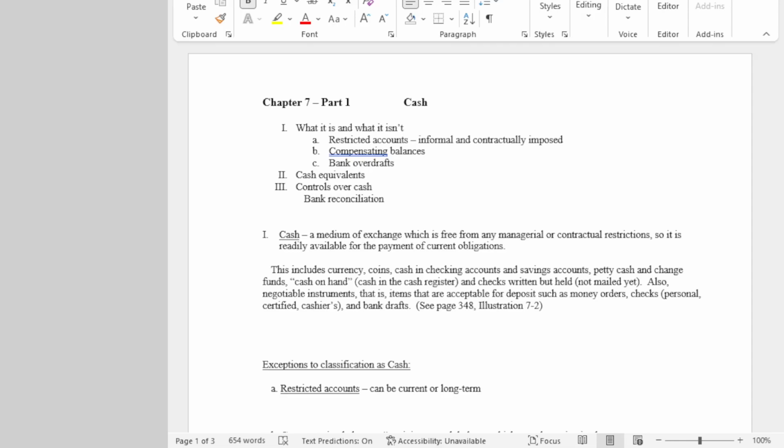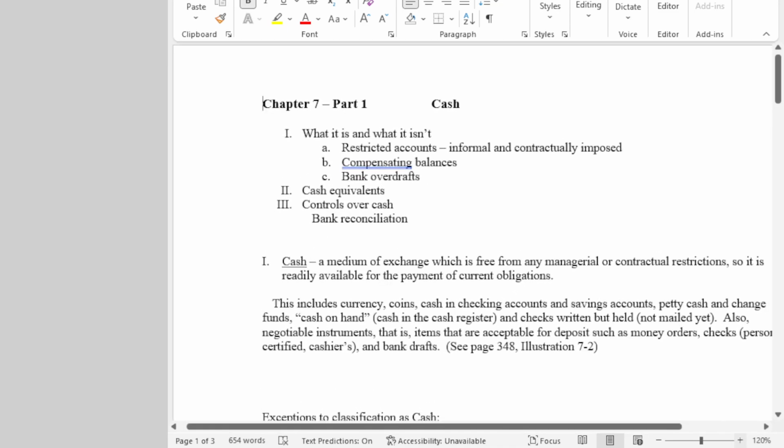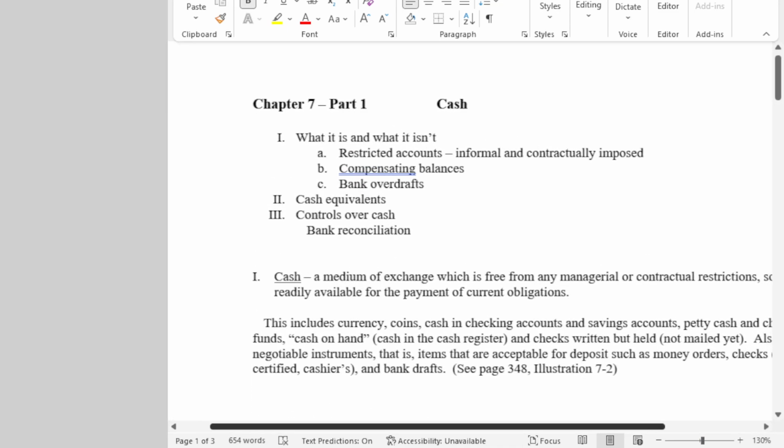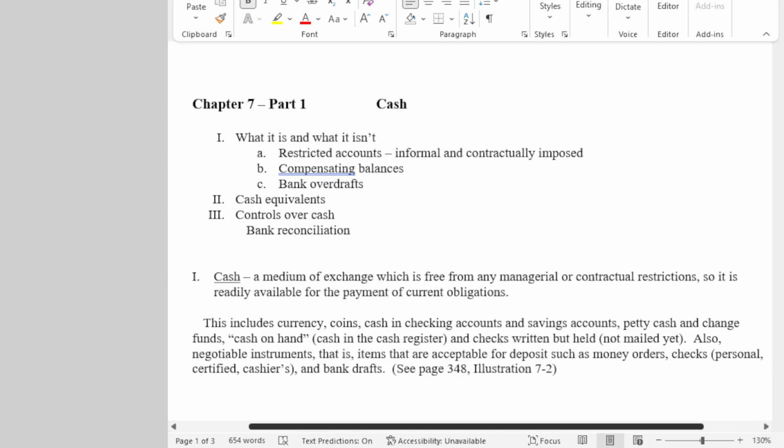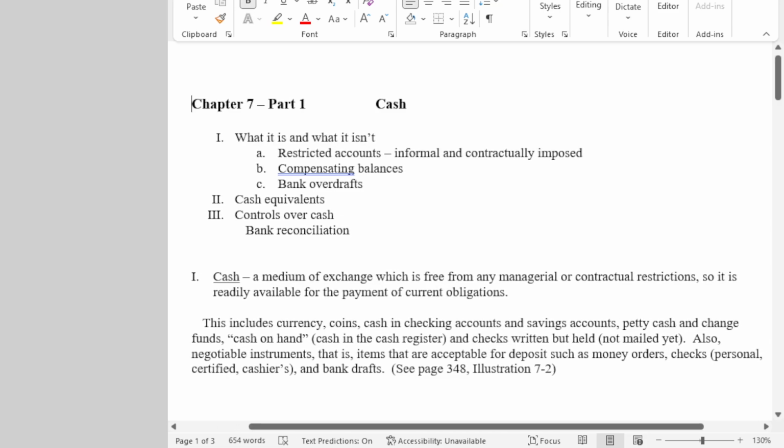Okay, so personally, I feel like this might be one of the easier portions to study. It is going to be her chapter 7, part 1 with the cash, mostly because it deals with things like bank reconciliations. And I will say, personally, I think those are a little easier to do than most accounting things.